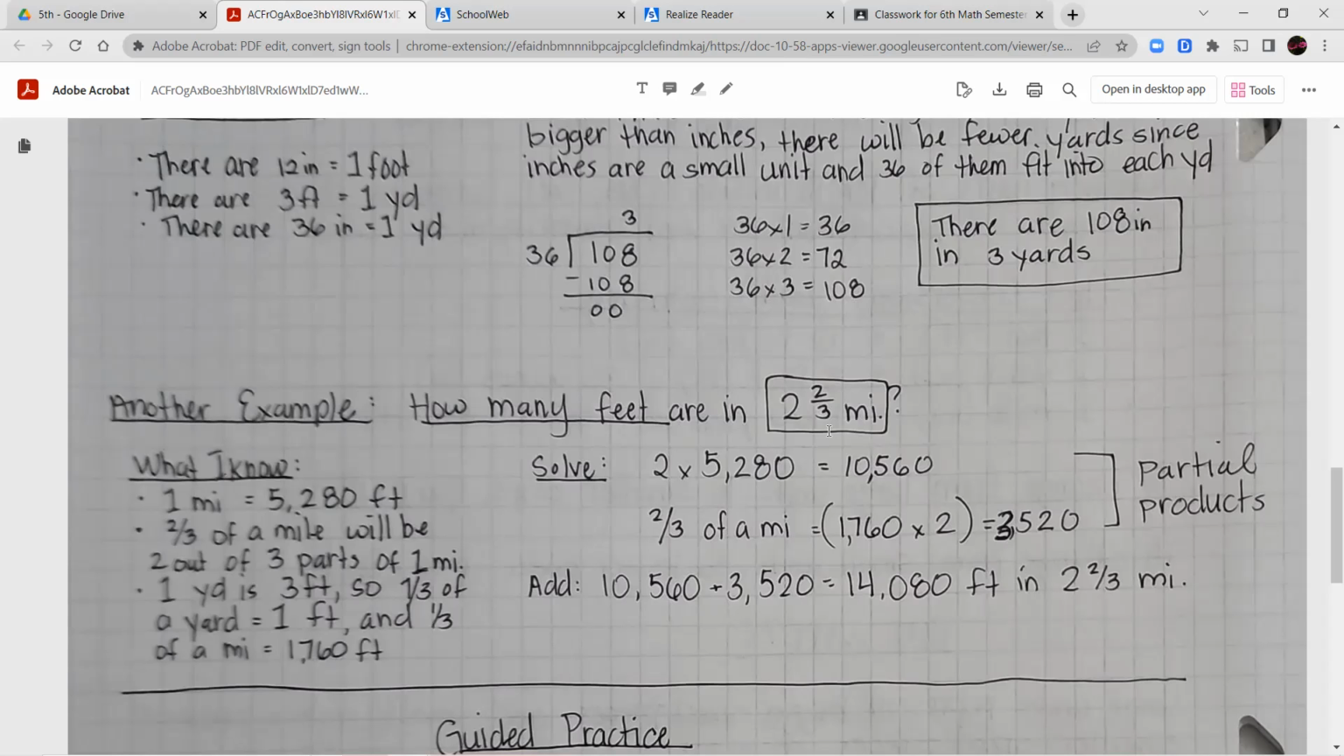And then 2/3 of a mile, which is going to be the 1,760 times 2, because 1,760 is 1/3. We want 2/3. That equals 3,520. So I'm going to add together my two partial products, my 10,560 plus my 3,520, and I will get a total of 14,080 feet, which is equivalent to 2 2/3 of a mile.